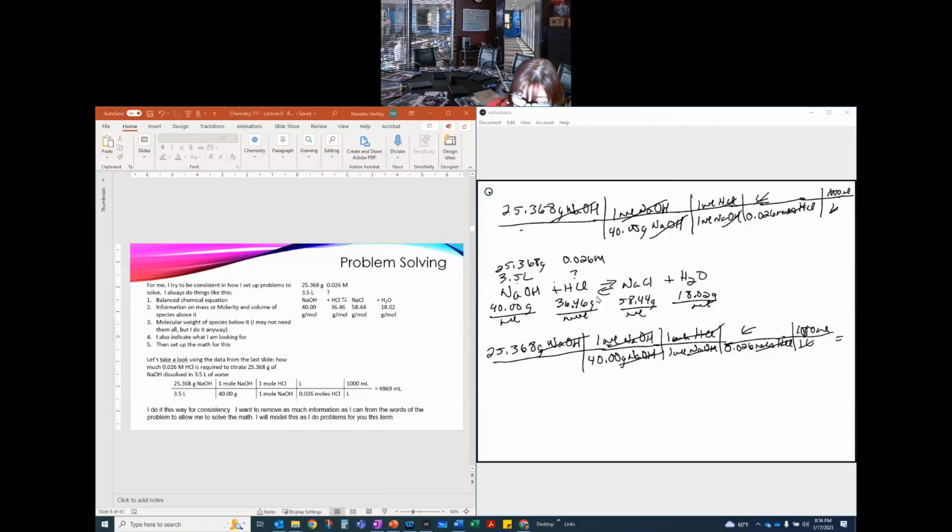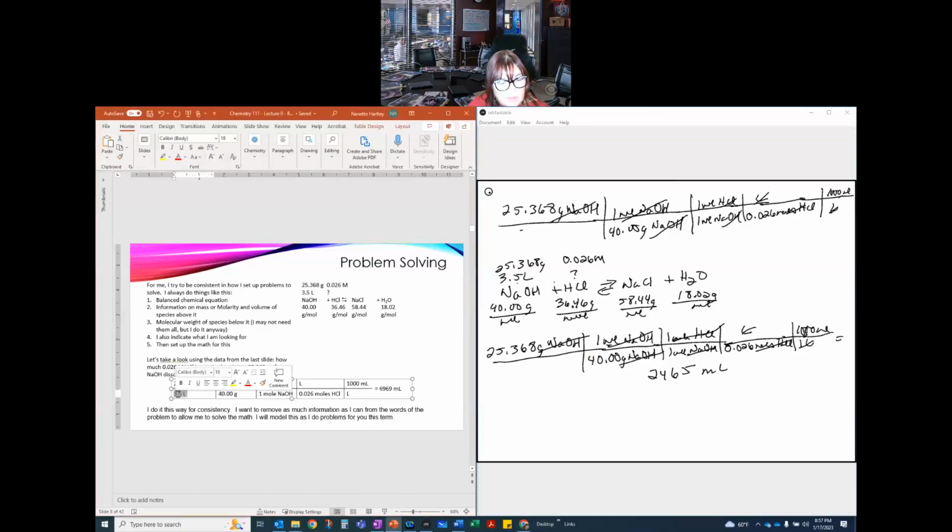Now, what that tells me is I didn't actually need to know what the volume was that this thing was dissolved into. And so 25.638 divided by 40 divided by 0.026 times 1,000 gives me 2,465 milliliters. And that's how much of that HCl solution I actually need. Okay, so this is a mistake. This does not belong here. And this should actually be 2,465.